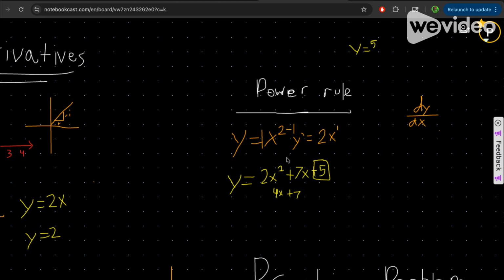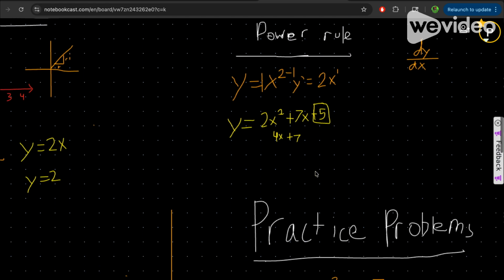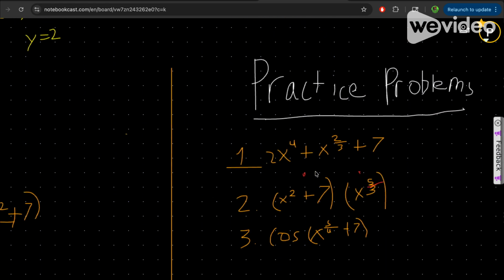The main power doesn't always have to be a 2. It could be a 1, it could be a 3, it can be any power. It can even be fractional, negative. It could be anything. So let's move on.